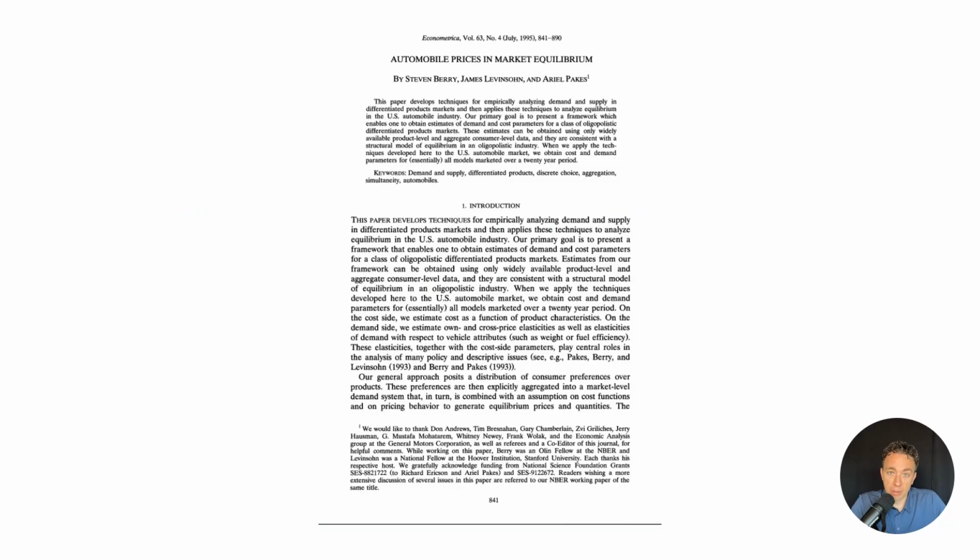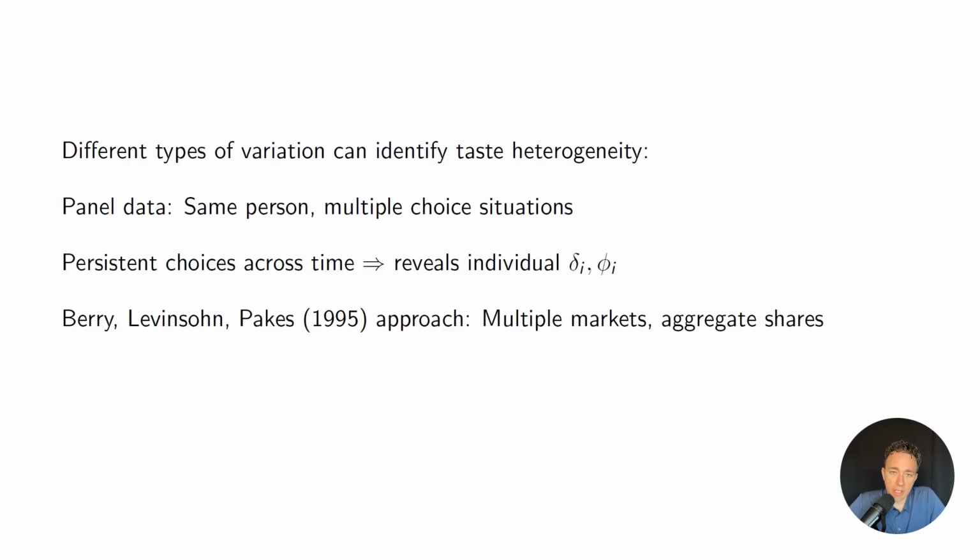But there's another famous paper by Berry, Levinsohn, and Pakes called BLP. This was from 1995 in the journal Econometrica, and they're looking at a different form of hierarchy. They're thinking about markets instead of time periods. So basically in the BLP approach, we're looking at aggregate shares, not individual consumer choices, and we're looking at multiple markets. So the idea is that if I see similar stuff happening in similar markets, then I can chalk that up to more of the permanent part of the preferences.